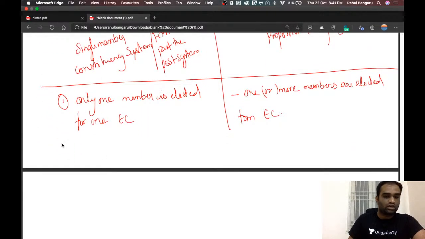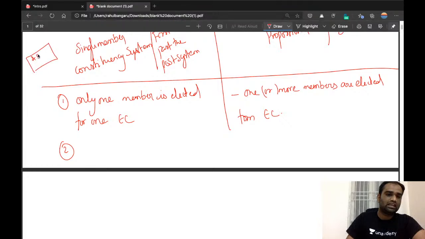Now the next point: what is the majority required for winning elections via first past the post? In the first past the post system, take a constituency A. In this constituency there are 4 political parties A, B, C, and D. In this electoral college there are 80 votes. A is getting 21 votes, B is getting 20 votes, C is getting 20 votes, and D is getting 19 votes.